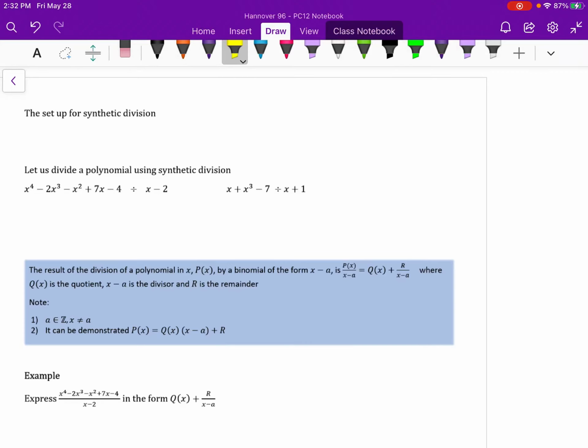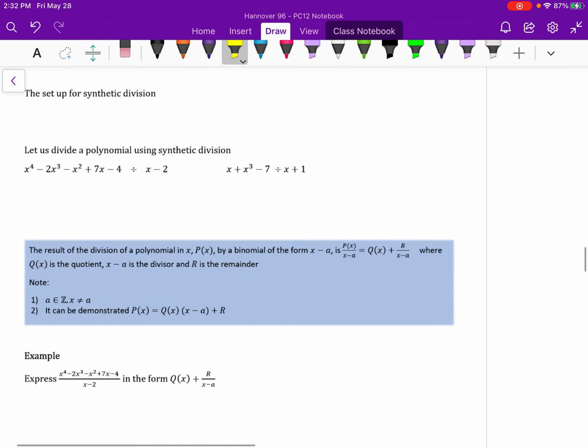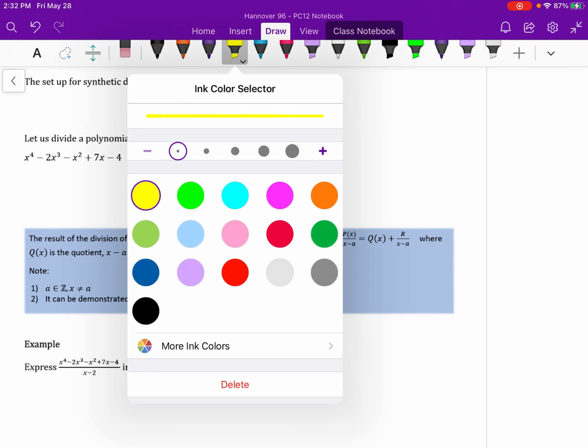All right, so I alluded to this very shortcutty way of doing long division. Long division is really important, and it's important that you understand what's going on. Synthetic division is a nice shortcut way of doing long division. It's a great way to check your work. And this is how we're going to set it up.